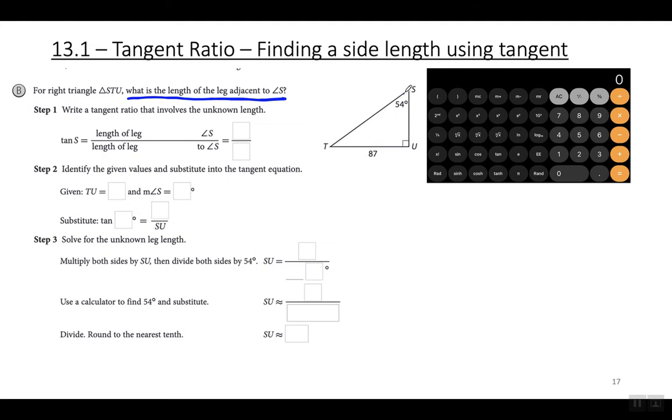So here's angle S. First of all, identify the hypotenuse. The hypotenuse is the side opposite the right angle. So this is the hypotenuse. The adjacent side to angle S has to be the other side that's touching angle S, which would be this one right here. Adjacent, okay. And that means that this side across from it has to be the opposite side. Now the question is, what is the length of the leg adjacent to angle S? What is the length of this side?